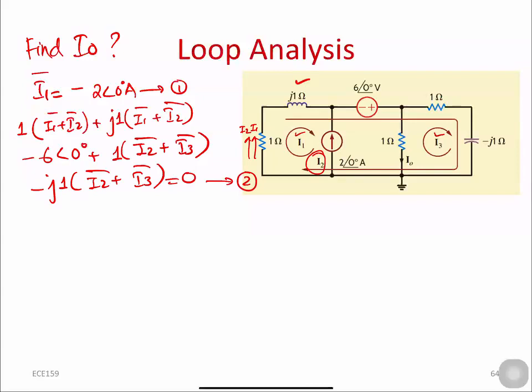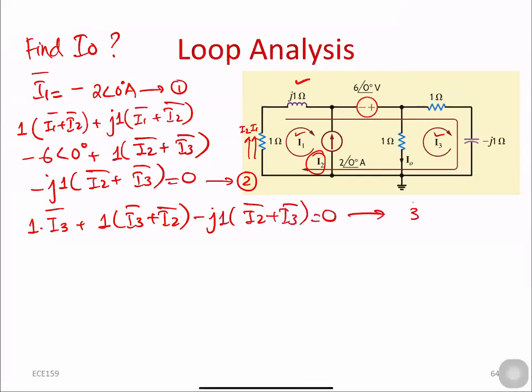I have the third loop, which is I3. I can write the loop equation for this last loop as 1 times I3, since this 1 ohm has only I3 flowing in it. Plus the top 1 ohm, which has two currents flowing, I3 and I2. So I3 plus I2 minus J1, again I2 plus I3 equals 0. This is my third loop equation.